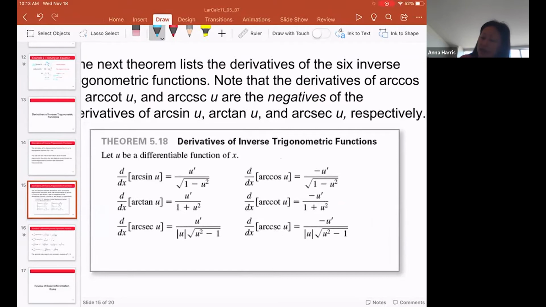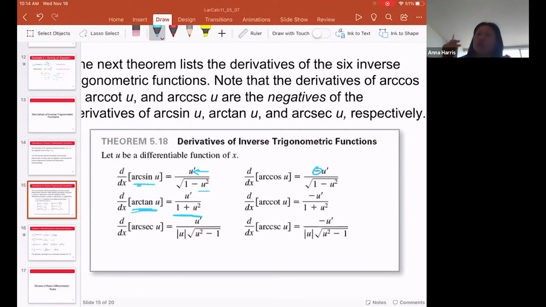Whenever you have arcsine of u, you do u prime over the square root of 1 minus u squared. Arccosine is exactly like arcsine, but you have a negative sign in front. Whenever your trigonometric function starts with a c, like cosine, cotangent, cosecant, they're all the negative of the other function. Like arctangent is u prime divided by 1 plus u squared. So arctangent is the one that does not have a square root in the denominator. Arcsine has a square root of 1 minus u squared, and arccosine has a square root of 1 minus u squared with a negative u prime. If it's a positive u prime, that's arcsine. If it's a negative u prime, that'd be arccosine.